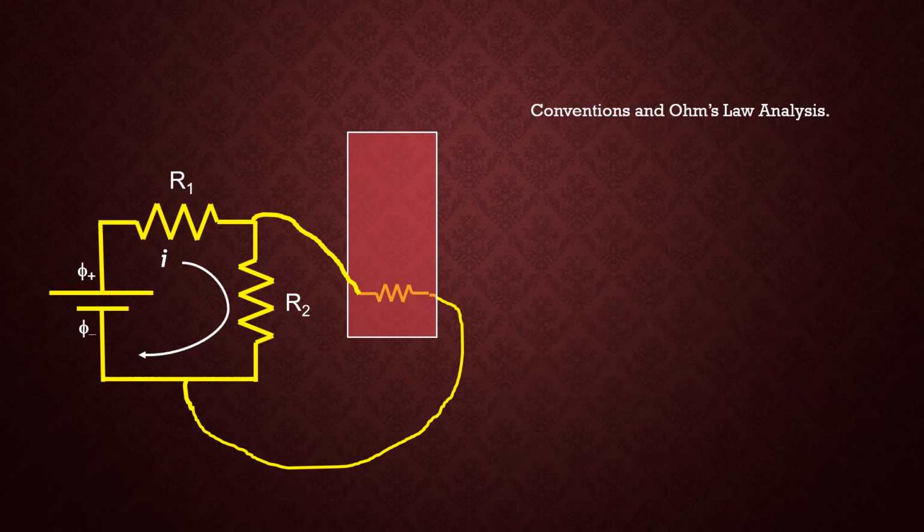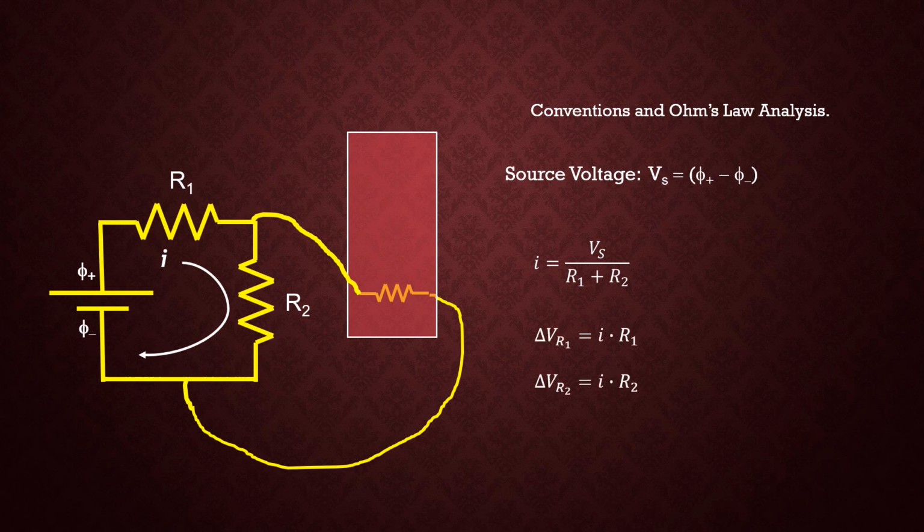I can use Ohm's law to determine these voltage drops. So the source voltage I'm going to designate as V sub S, and that's the difference in potential between phi plus and phi minus. From that I can determine the current, the total current going through the circuit, namely I. So that would be the source voltage divided by the two resistances because they're combined in series. We'll get into this in lecture 2. The voltage drop, therefore, across each resistor, as indicated, is the total current multiplied by the individual resistance values.